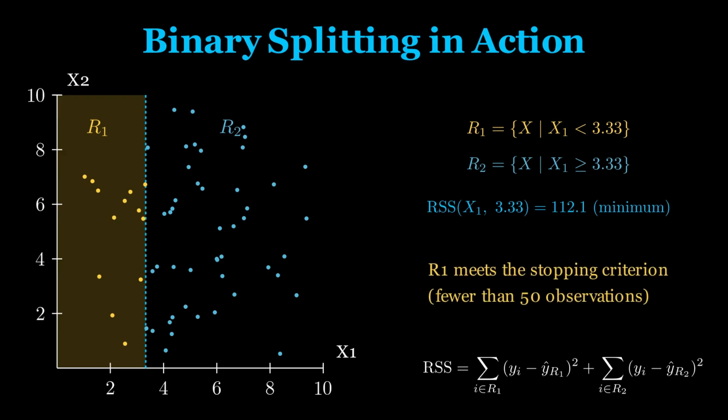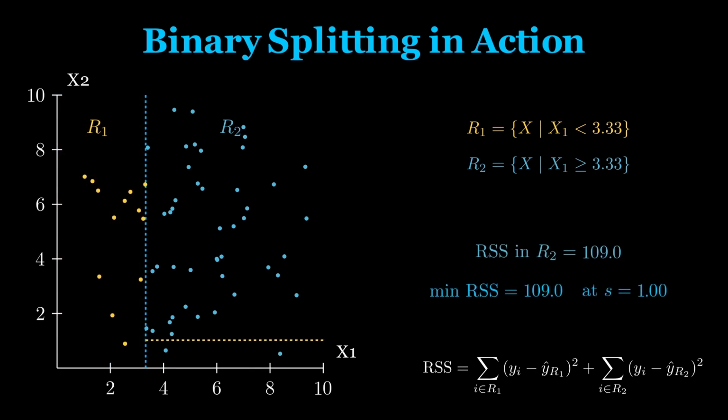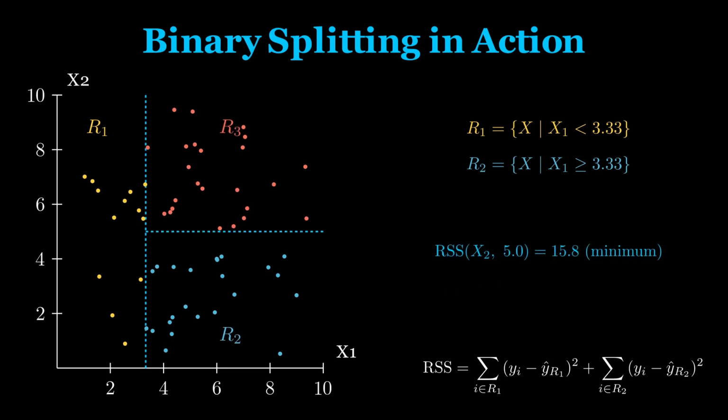Next, we consider splitting region R1 further, but R1 already meets our stopping criterion, say fewer than 50 observations, so we leave it alone. We then consider splitting R2, again trying both x1 and x2 with all possible cut points, but now the RSS only involves the points inside R2. This time, we find that splitting at x2 equals 5.0 minimizes the RSS, bringing it down to about 16.